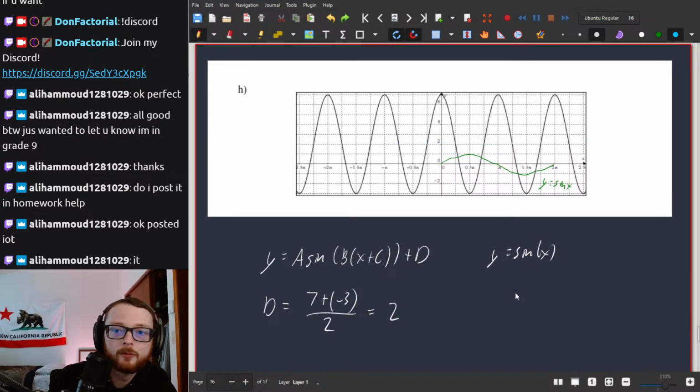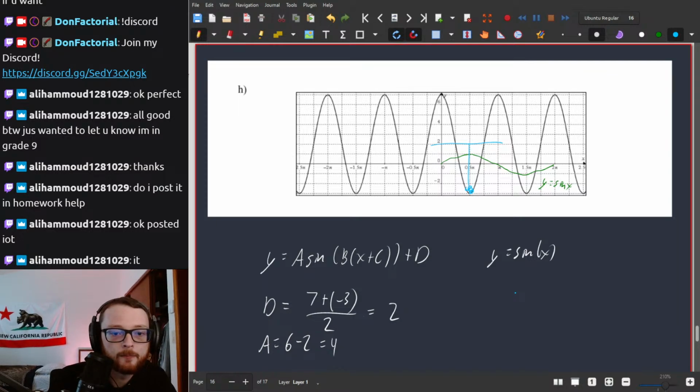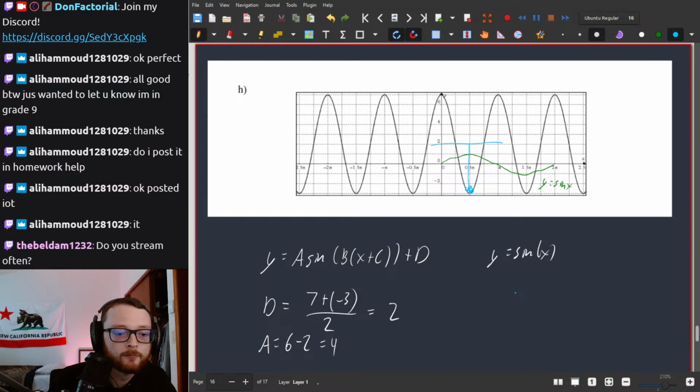That's one piece of the puzzle. Actually, let me keep this line here for a second. Our amplitude is the distance from this baseline. So from 2, we can go up to 6. That's a distance of 4. So A is equal to 6 minus 2 equals 4. And of course, we could have also done that with the trough, the minimum here. It would have been the same.